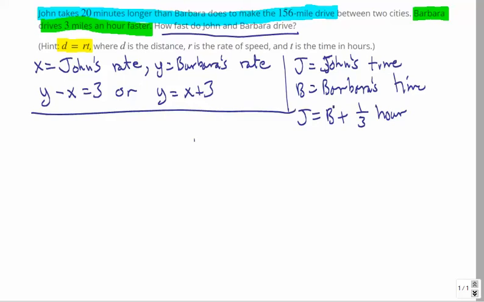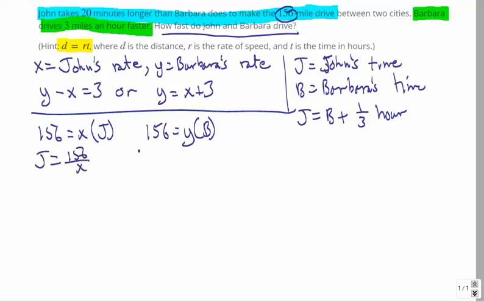Well, let's go over here to decide that. We're using the fact that distance equals rate times time. They're going the same distance, 156 miles. So 156 is equal to John's rate, which we're calling x, times John's time, which we're calling j. And 156 is also equal to Barbara's rate, which we're calling y, times Barbara's time, which we're calling b. Okay, so I'm going to solve these for j and b. We have here that j equals 156 over x. And here, dividing both sides by y, b is equal to 156 over y.